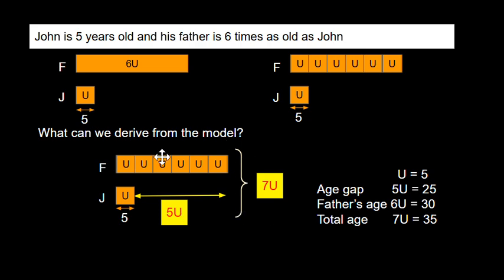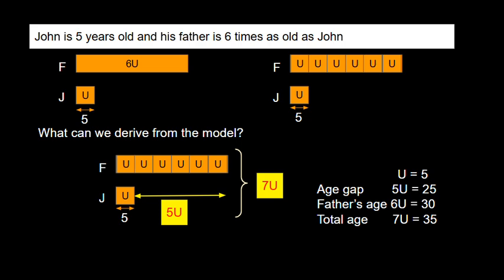You know that in total there are 7 units, and you also know that 1 unit is equal to 5. So if 1 unit is equal to 5, you know the age gap is 5 units, so 5 times 5 is 25. The father's age is 6 units, so it's 30. The total age is 7 units, so it's 35. So same thing, from one simple statement, the moment you draw the model, you can get a lot of information out of it.